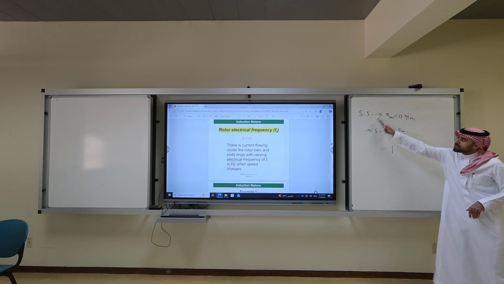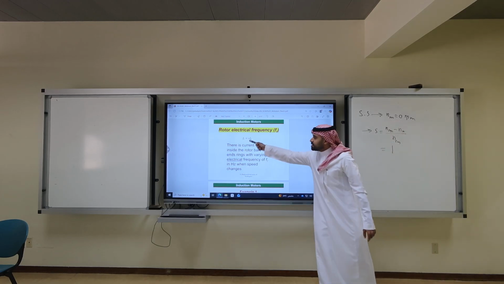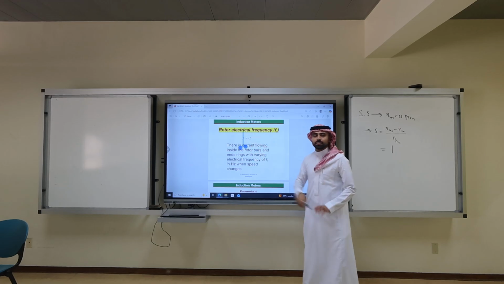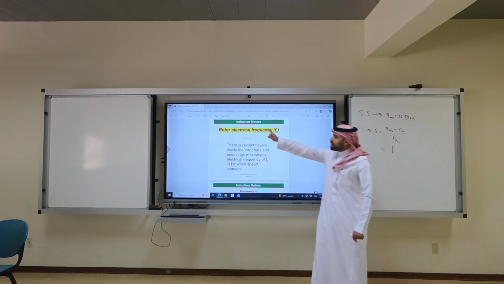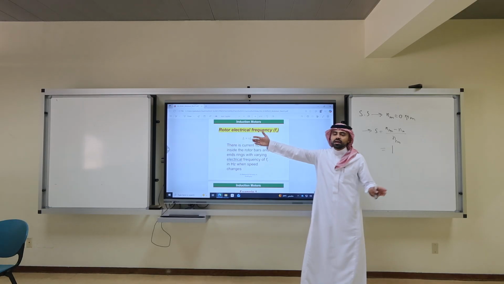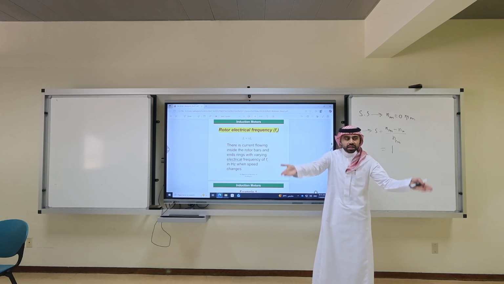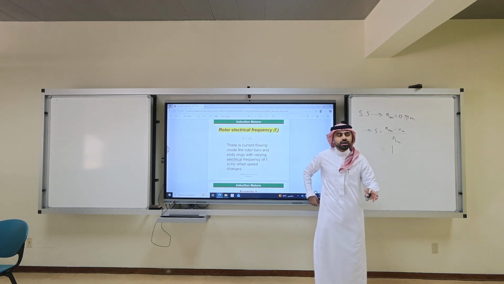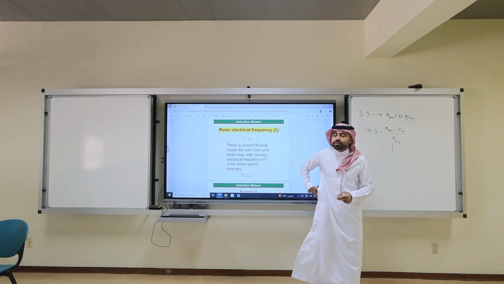This is the meaning of standstill, in terms of nm. Now, at standstill, what is the slip? 1. It means the rotor current frequency equals the stator supply frequency. The current flowing in the bars and end rings at standstill is 60 Hz or 50 Hz. Then the faster the machine runs, what will happen to slip? It will decrease. It means the frequency will decrease. If we reach synchronous speed, which we will never reach, the frequency will be 0.